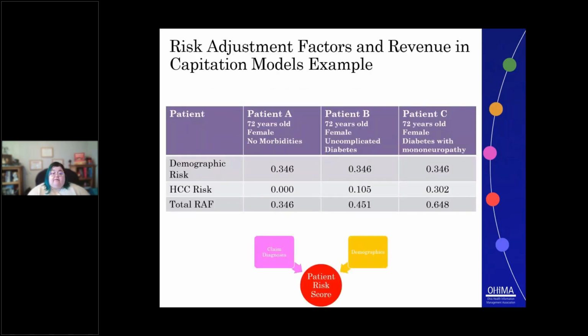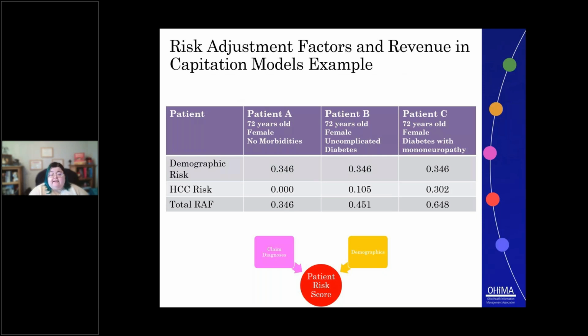So let's say, for example, that we have 3 patients who are female, 72 years of age, and under a capitated payment structure. Patient A has not had any conditions coded in the measurement period, so her risk is solely based upon her demographic score of 0.346.